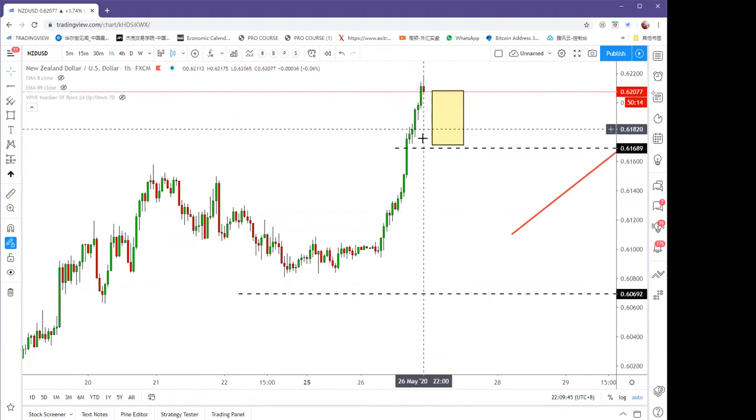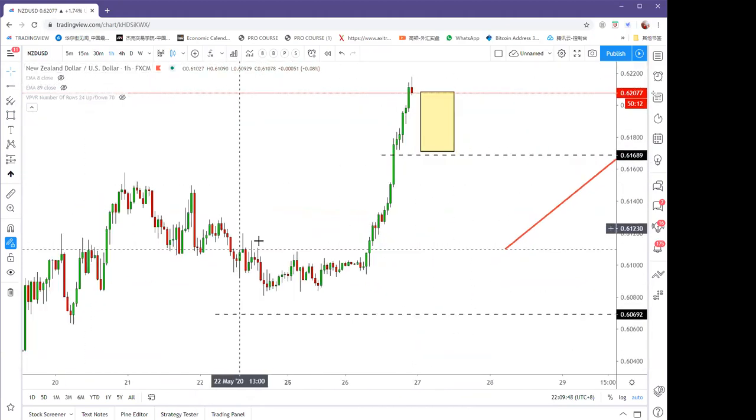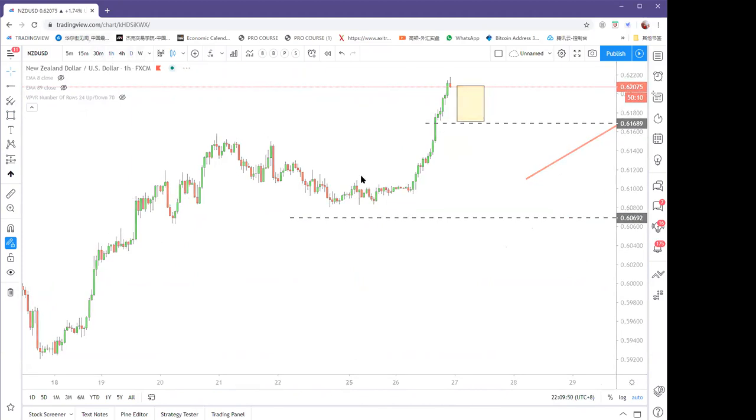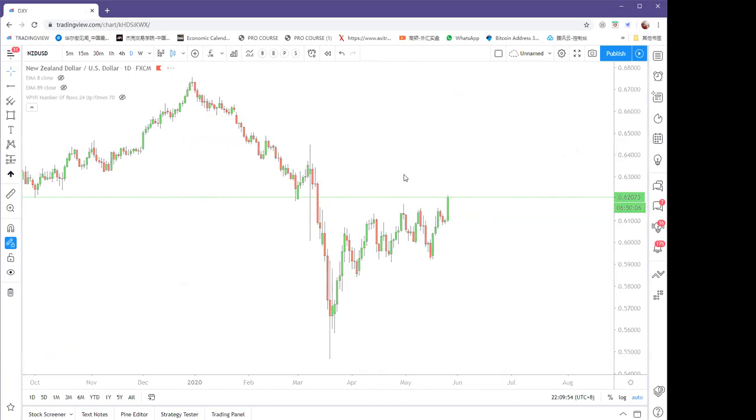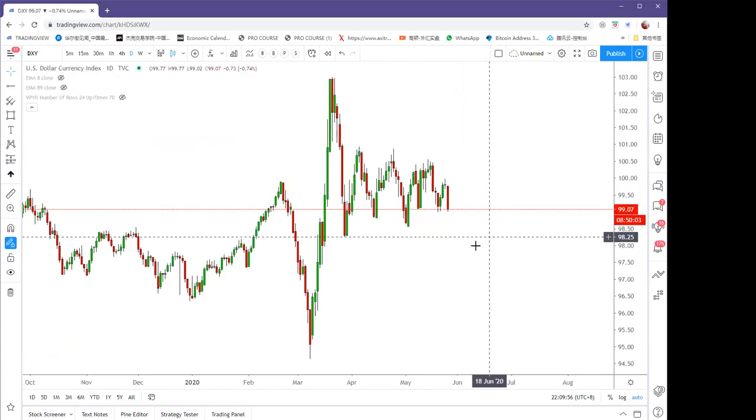Okay, so why not? Let's just take the Kiwi trade, or you continue to hold your Kiwi all the way to the previous high. Because when you explore what happened to the dollar index, this is very, very interesting.